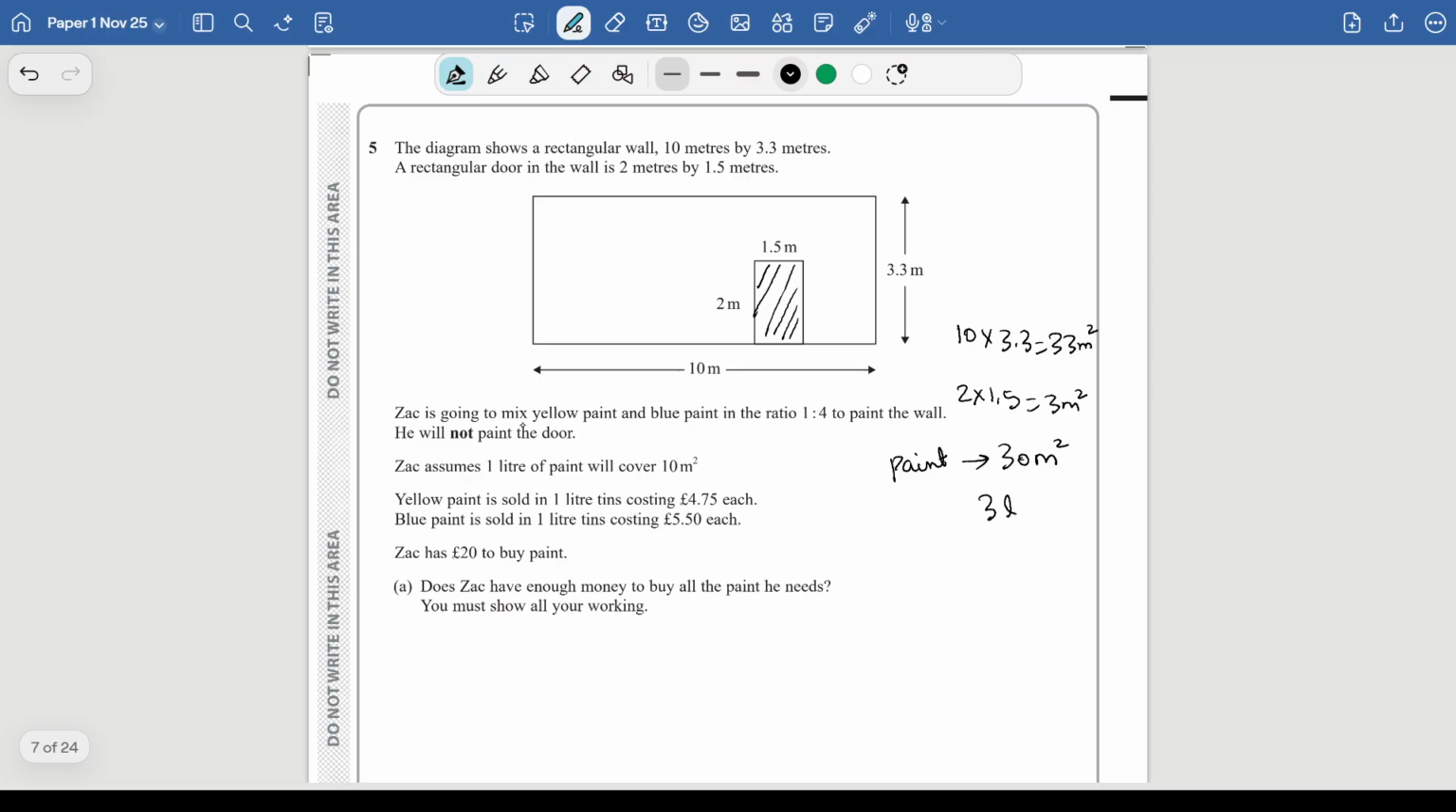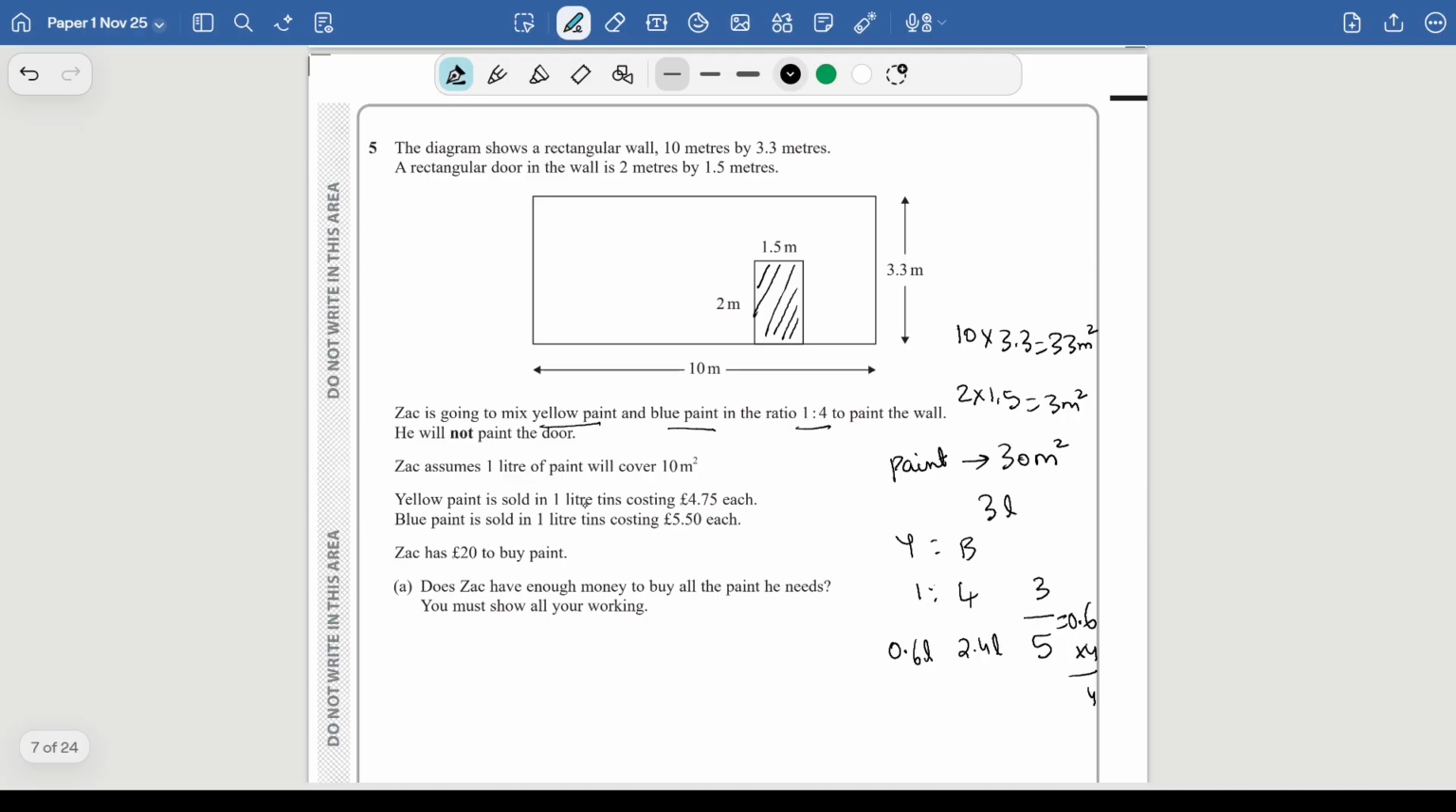He needs these two colors, yellow and blue, in the ratio 1:4. So yellow and blue in the ratio 1:4 needs to be mixed. He has a total of 3 liters. In this ratio, he will have to divide it into 5 parts. So for yellow paint, 3/5 is 0.6. So he will need 0.6 liters of yellow paint, and for blue, 3/5 times 4. That's 12/5, so 0.6 times 4 will be 2.4 liters of blue paint required.